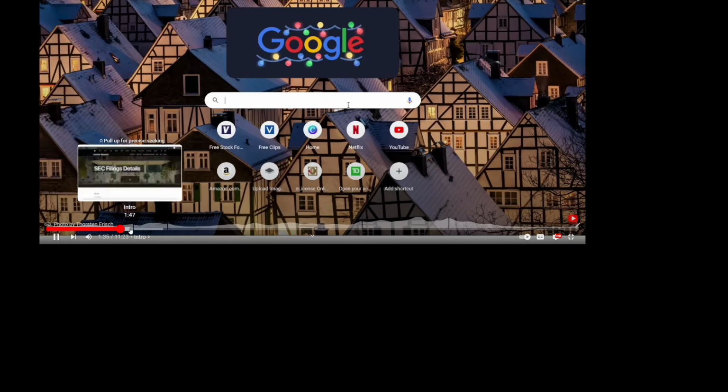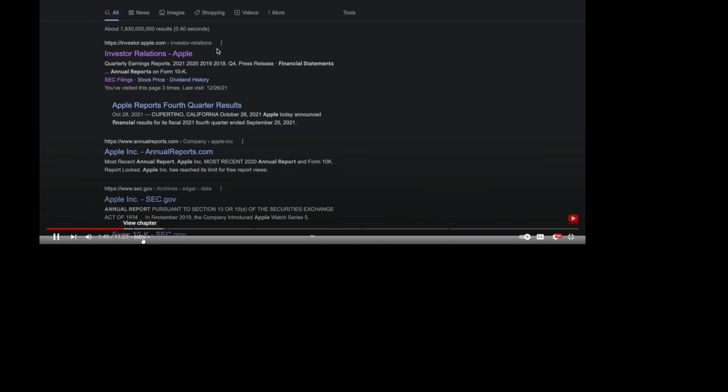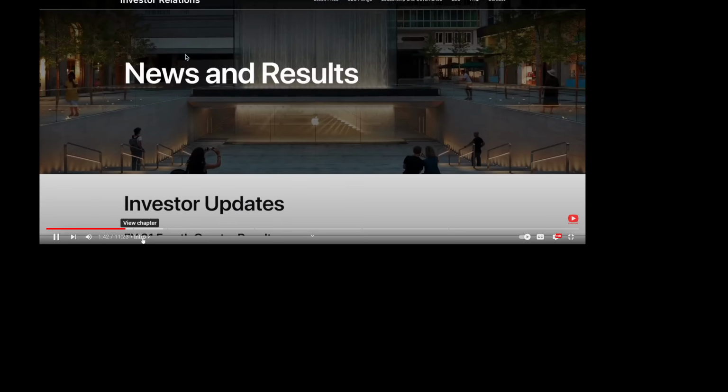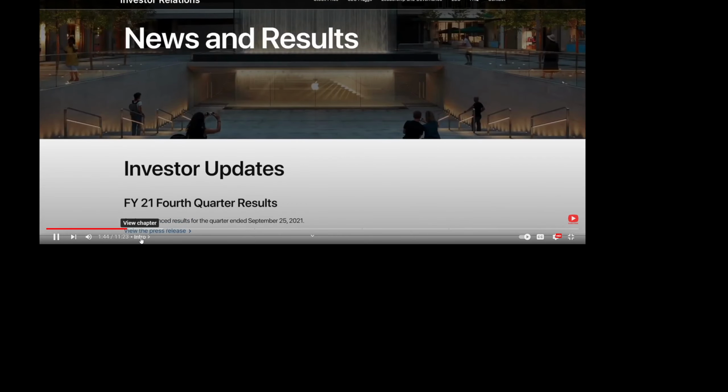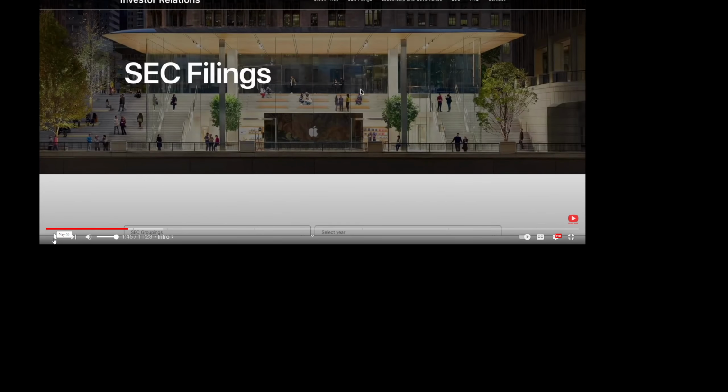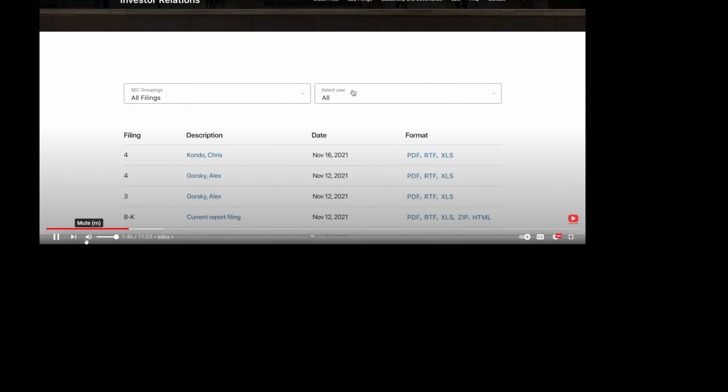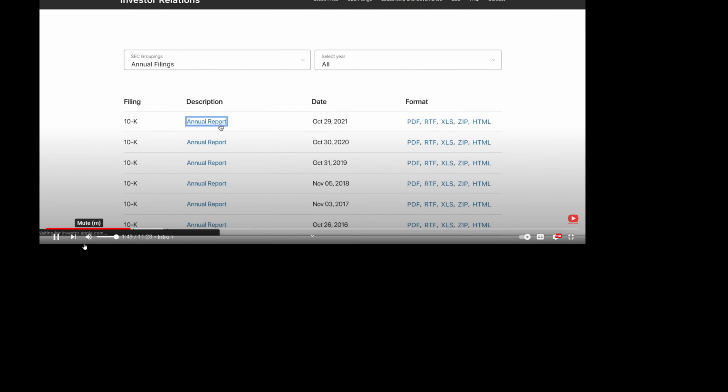In this example, we are going to search Annual Report Apple. This will bring us to Apple's Investor Relations website. On that website, we just click on the link to their most recent annual report. Or you can just go to sec.gov, go to filing search, type in the symbol. This will bring up Apple's annual report, otherwise referred to as their 10K.